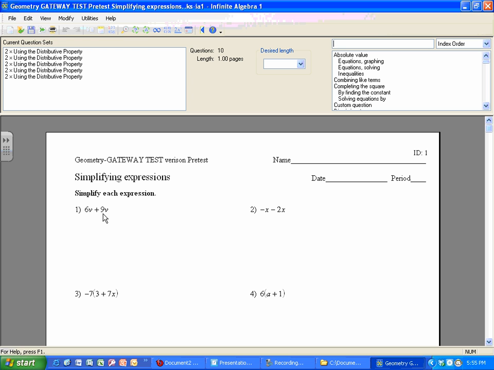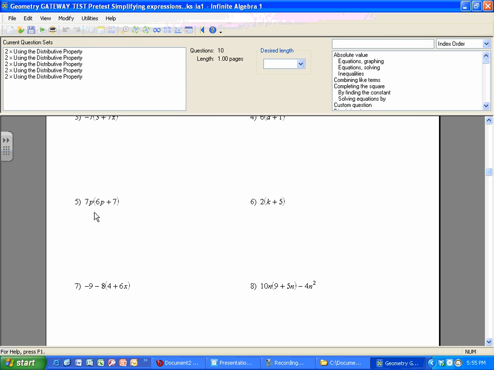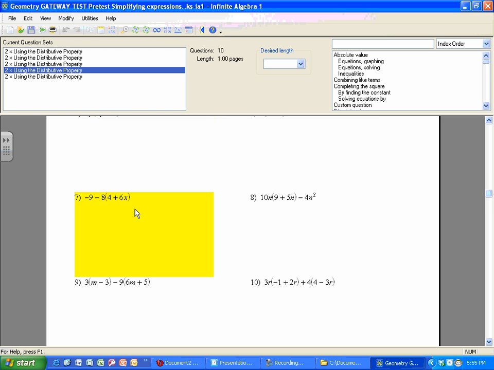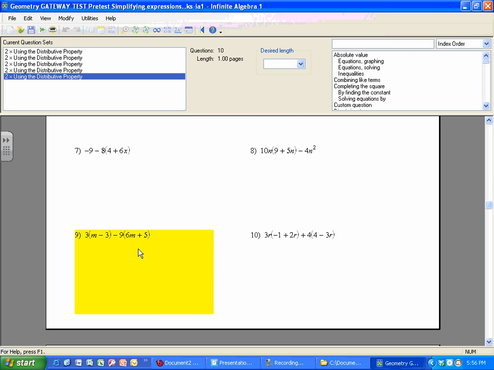6v plus 9v. Negative x plus negative 2x. Really, really simple stuff. All they have to do is combine like terms. Here, add a little distribution, but nothing needed. Distribution, except using letters. Combining like terms and distributing. Distributing twice and combining like terms.